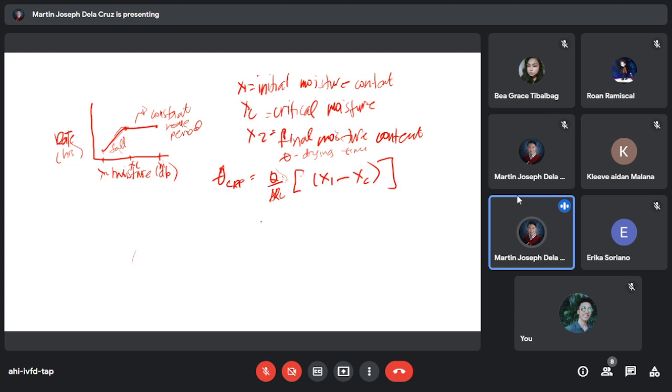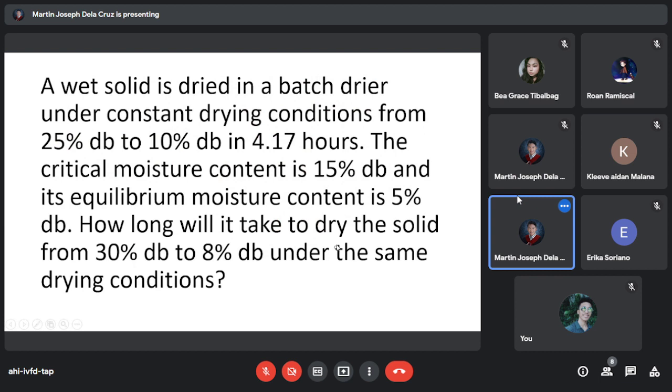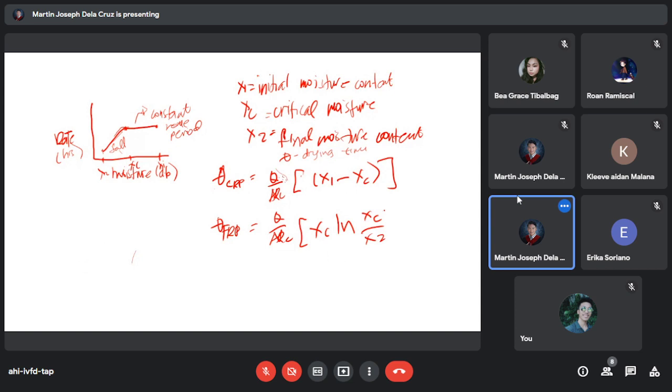And for your falling rate period class, it's also Q over ARC or your proportional constant times your XC ln XC over X2. Okay, so that is our formula in getting your falling rate period. Kasi nag-fall na siya class. So if you remember your formulas pag minsan kasi curve din yung nangyayari dito. Nagka-curve din siya. So that's why we will have your XC ln XC over X2.